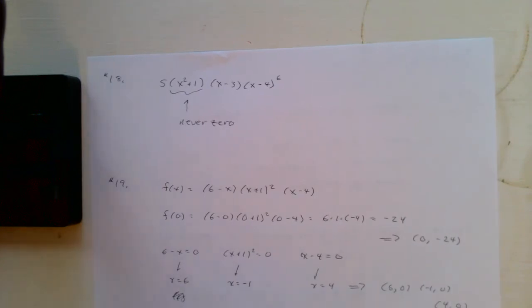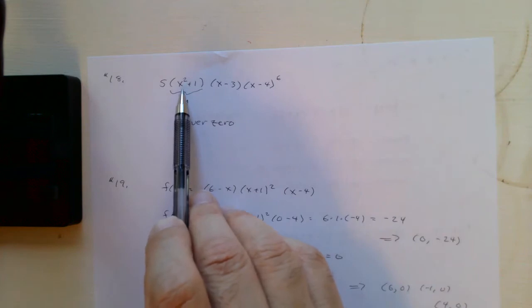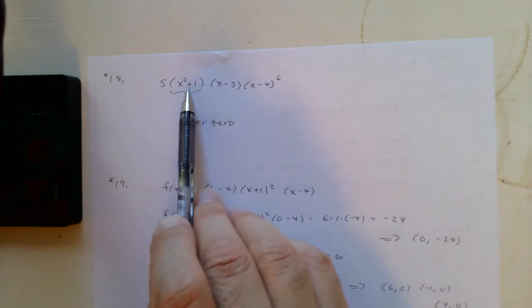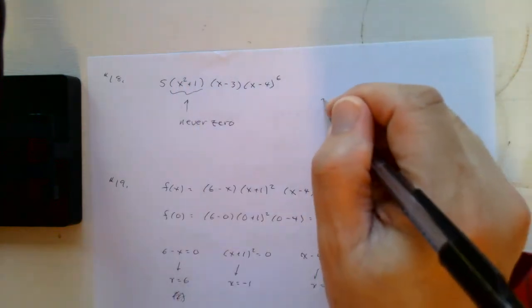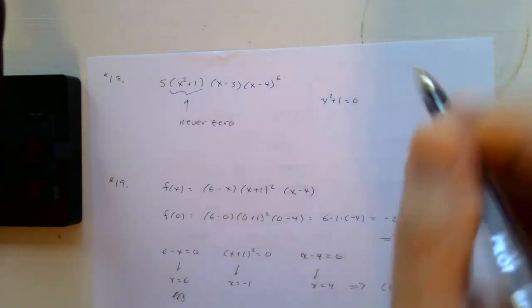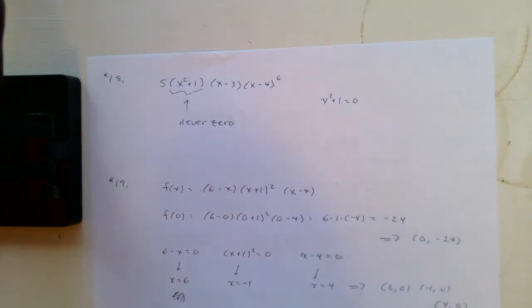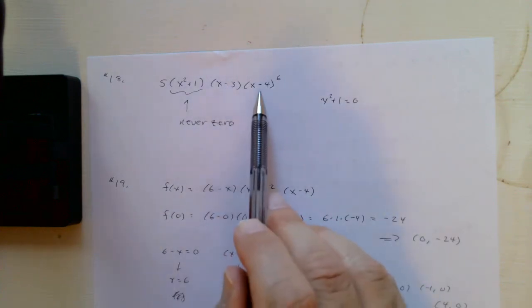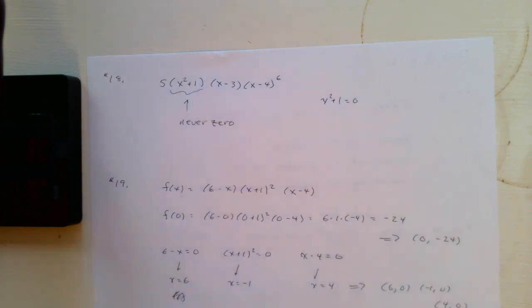The next problem was problem 18. The trick here was that this factor can never be 0. x squared plus 1 is never 0. If you try to set x squared plus 1 equals 0, you don't get a real solution. And we're only working with real numbers here. So the only zeros we have are at 3 and at 4. 5 is never 0, and this factor is never 0.